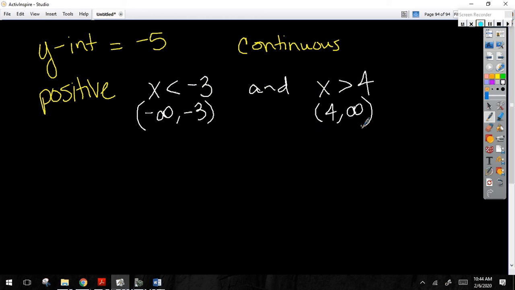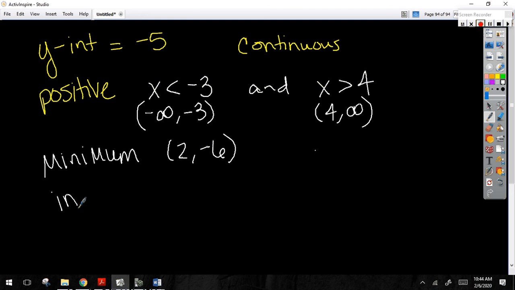The function has a minimum. I will not tell you if it is a relative or an absolute, but it has a minimum at 2, -6. And it is increasing. Increasing means as you look left to right, it's going up. It is increasing when x is greater than 2, which means from 2 to infinity.